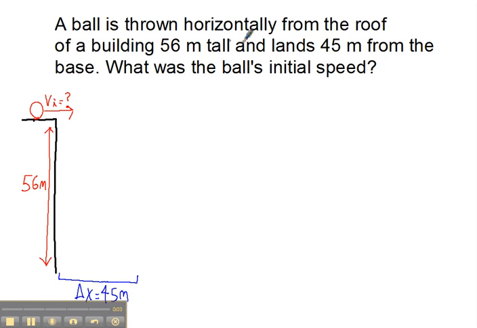A ball is thrown horizontally from the roof of a building 56 meters tall and lands 45 meters from the base of the building. What was the ball's initial speed? On this one, it really helps to set up the problem just by drawing it.